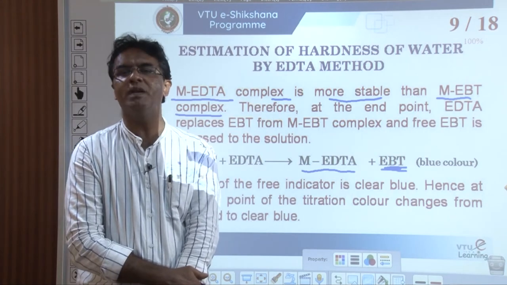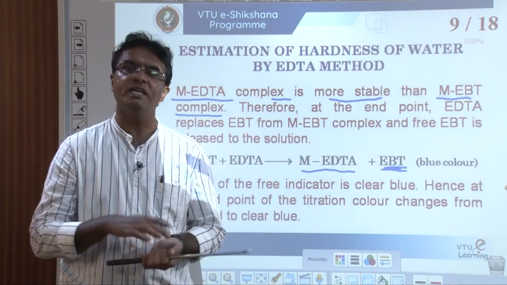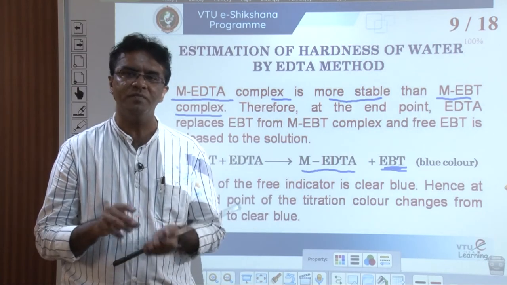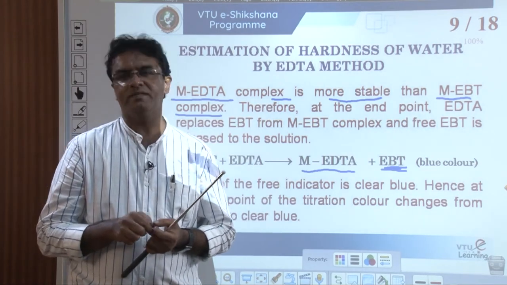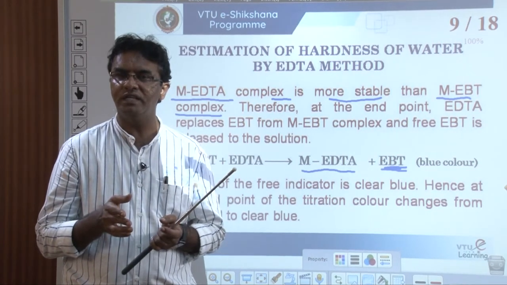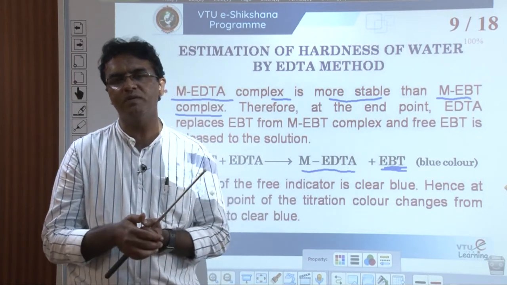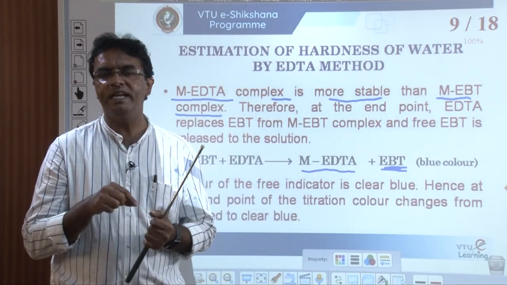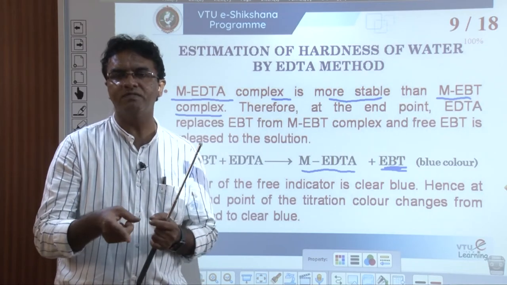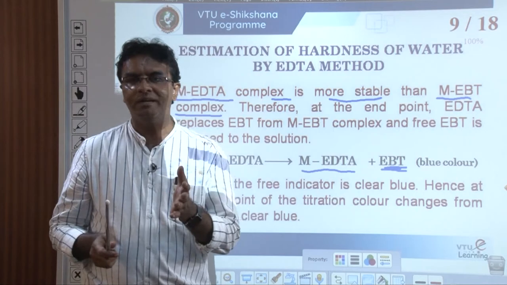So, this is the principle behind the experiment we conduct to find out the hardness of the water sample. Very simple. We use EDTA solution, disodium salt of EDTA, because disodium salt of EDTA is more soluble than EDTA. Therefore, it's easy for us to prepare a standard solution of disodium salt of EDTA. And EDTA is a ligand. Therefore, it forms complexes with metal ions. Therefore, this concept is very simple.